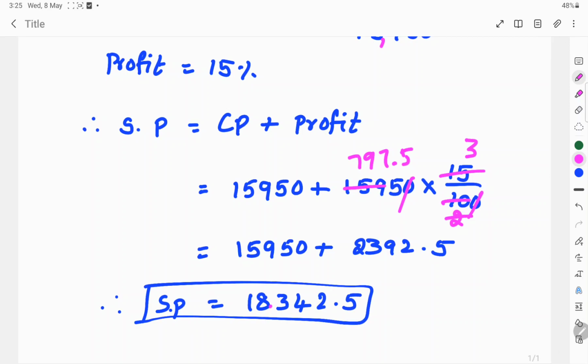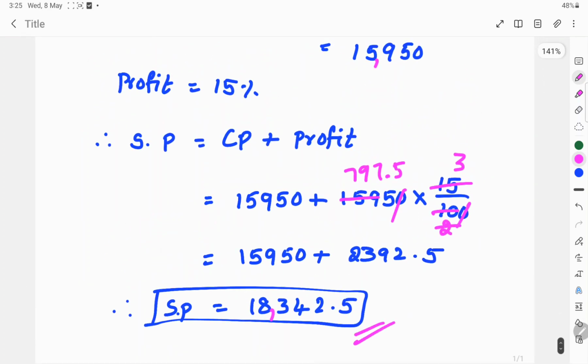Selling price is equal to 18,342.5. This is the solution.